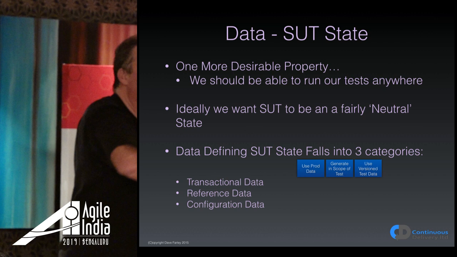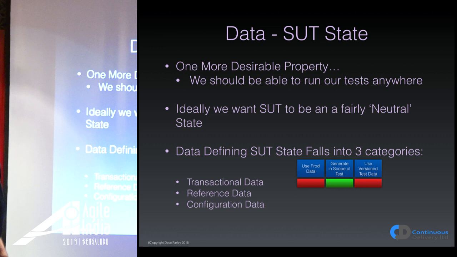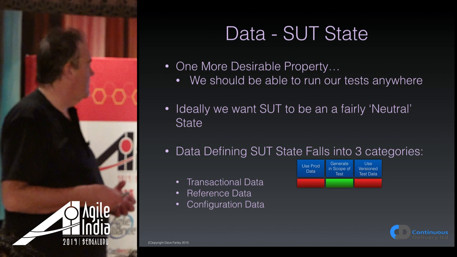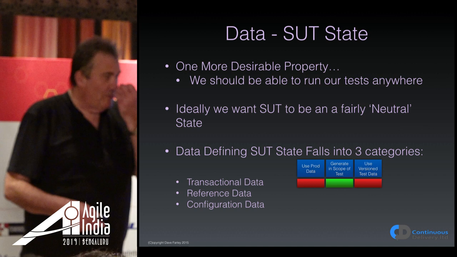So what should you do? For transactional data, I think that you should never, ever use production data. It's too big, too heavyweight, too inaccurate. So generate that in the scope of the test using the sorts of techniques that we've talked about. Don't use versioned test data either. Generate it in the scope of the test. That's by far the best strategy, in my opinion.